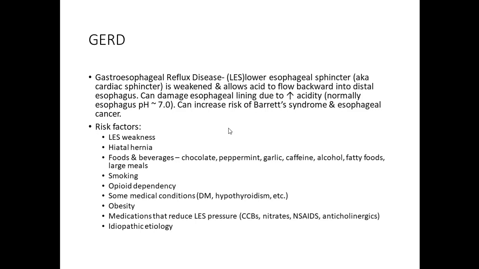The LES, or the lower esophageal sphincter, also called the cardiac sphincter, is weak and it allows the acid from the stomach to flow back up into the bottom portion of the esophagus. It can actually cause damage to the esophagus. It's called Barrett's esophagus, or esophageal strictures, or even esophageal cancer. Once this acid comes up and sits in there, that's what can cause the issues with worsening the Barrett's and the cancer.